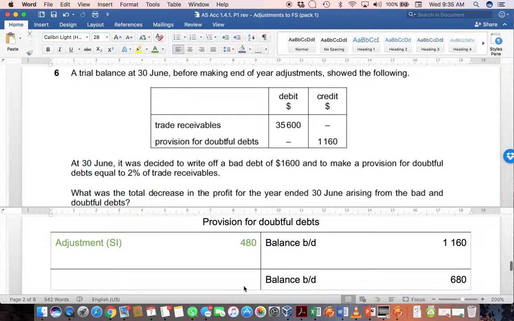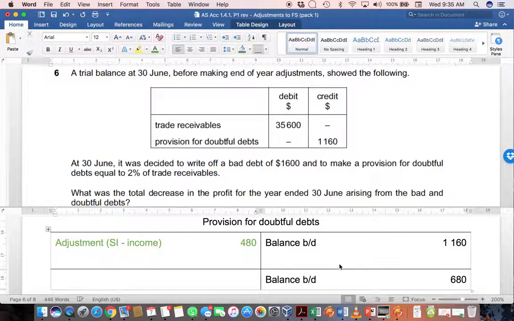So if we recreate the provision for doubtful debts account, the beginning credit balance is 1,160. In other words, that was the provision that was created or adjusted to last financial year, and that's the amount that was given in the trial balance. But this year, I want it to be 680. If you compare these two figures, you can see that you need to decrease it by 480. So that will be your adjustment that should go in the statement of income. And in actual fact, hopefully you also realize it is an income in that statement of income because you are reducing your provision for doubtful debts.